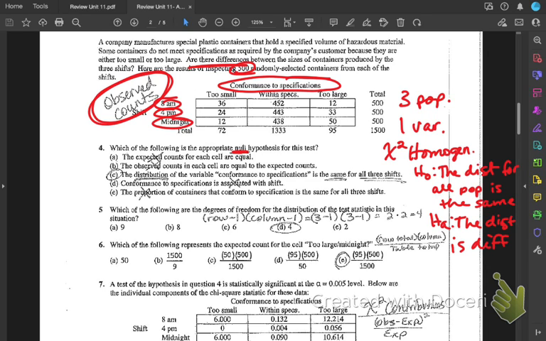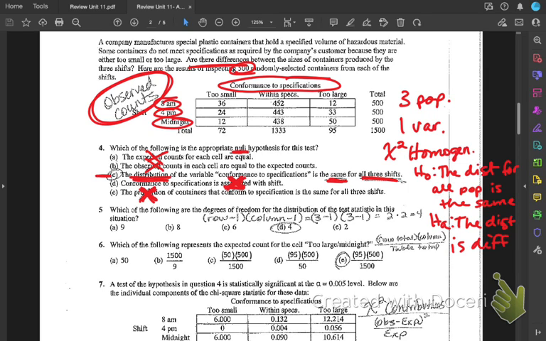The null hypothesis is not about the expected counts, it's not about the observed counts, it's about the distribution. The distribution of the variable conformance to specification is the same for all 3 shifts. Pretty much sounds like the distribution of all populations is the same, okay? Conformance to specification is associated with shift. That would be more if we were doing a chi-squared test for independence. That's when we're talking about association. The proportion of containers, that is the same. That's not necessarily what we're looking for. We're not looking for proportion. We're looking at the distribution of everything is the same, okay? So that would be C.